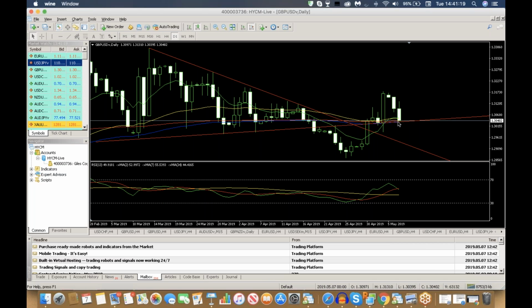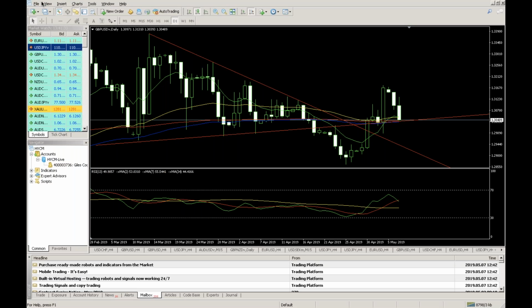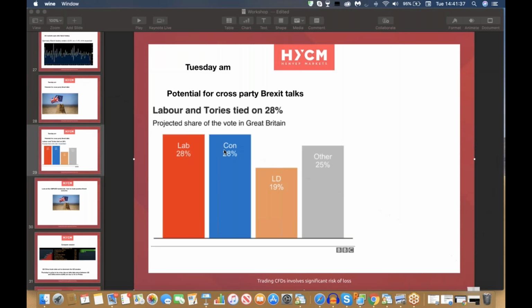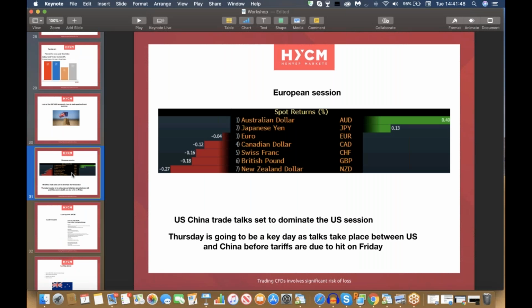Get below the 100, 200 exponential moving average on the 200 area, then the next target is this area down here, 1.290. So that's what we're looking at with the pound. But the thing to look for, the headline, is cross-party talks agreed between the Labour and the Conservative government. That will likely see the pound rally 1 or 2%. So that's what we're looking for here.